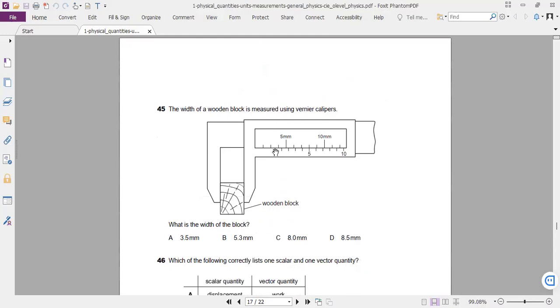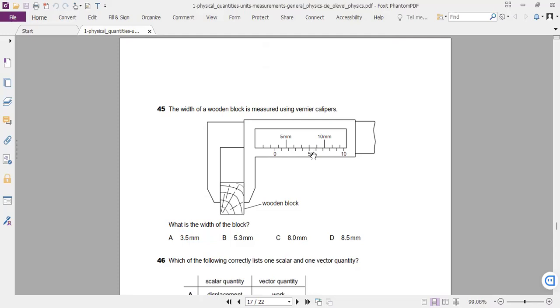So we have 0 has passed the main scale, and we have 5, 10. So we have 1, 2. So this is 5 millimeters, so this is 4 millimeters, and this is 3. So it has already crossed the 3 millimeter sign. So 3 millimeters is the main reading.